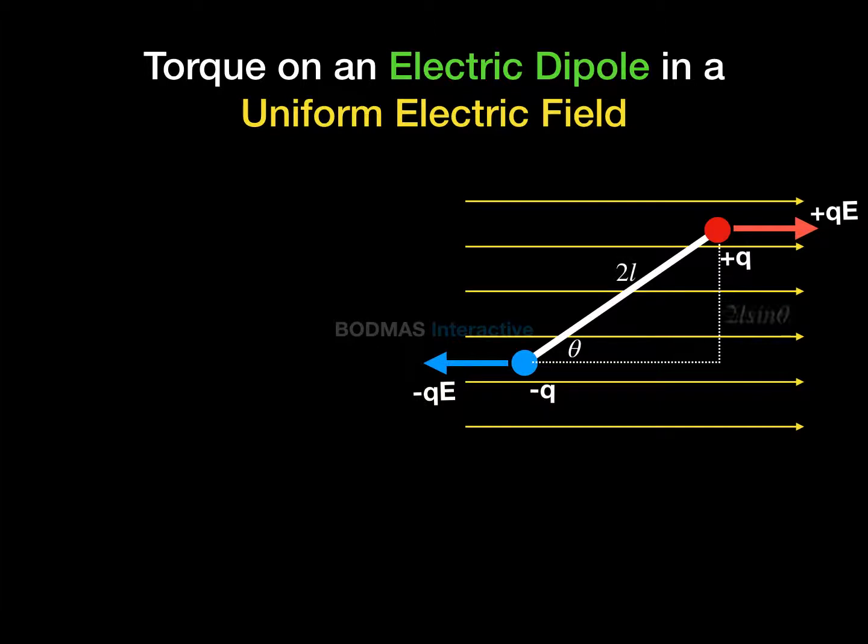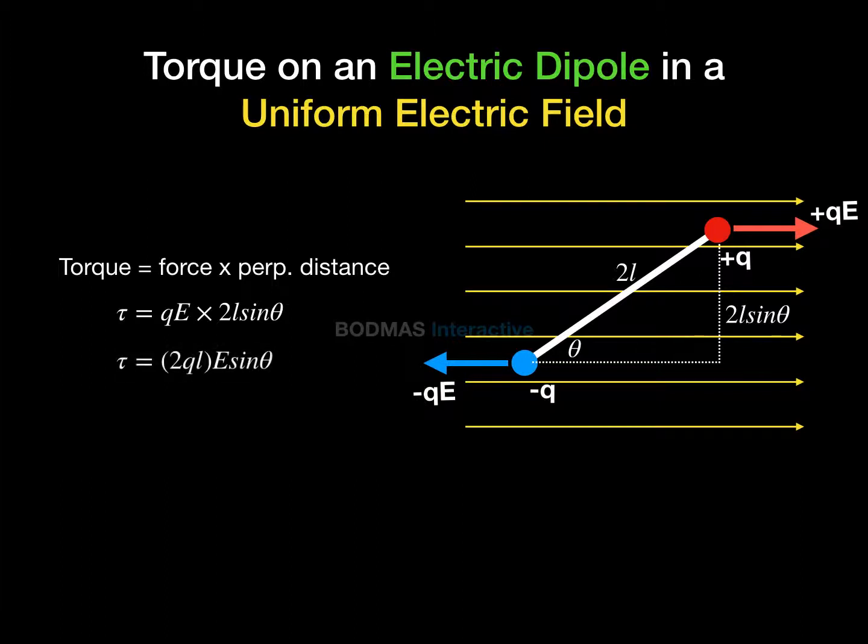So, the perpendicular distance of the two forces is 2L sin theta, and we know that torque is given by force multiplied by the perpendicular distance between the lines of action of the two forces. We substitute the expression for force, that is QE, and the perpendicular distance, that is 2L sin theta. So, this expression becomes torque tau is equal to 2QL times E sin theta, and we know that the expression 2QL is actually equal to P, that is the electric dipole moment. So, the expression for torque is equal to PE sin theta.